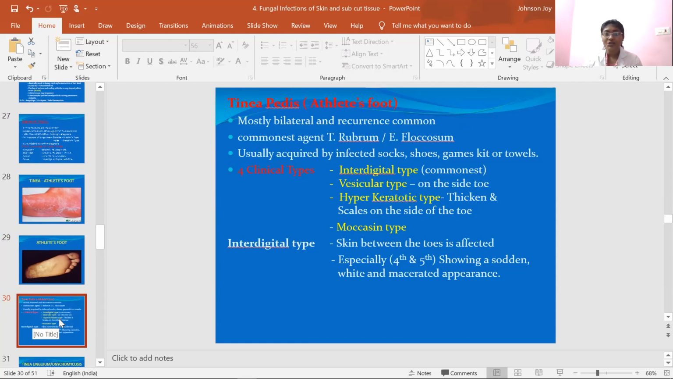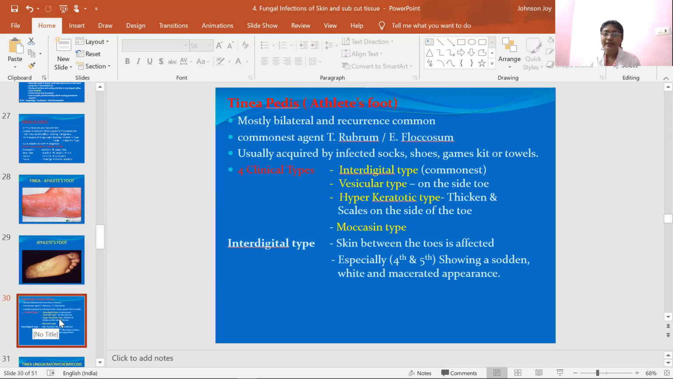The commonest agents which cause tinea pedis are Trichophyton rubrum and Epidermophyton floccosum. In the hair, it was Microsporum and Trichophyton, and in tinea pedis or the skin, it is Trichophyton and Epidermophyton. It is usually acquired by infected socks, shoes, games kit, or towels.